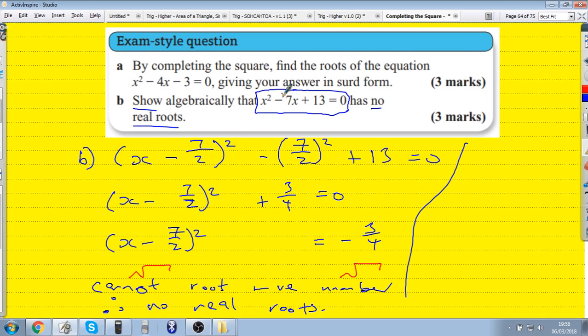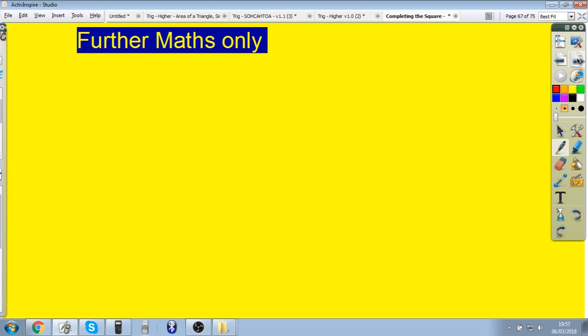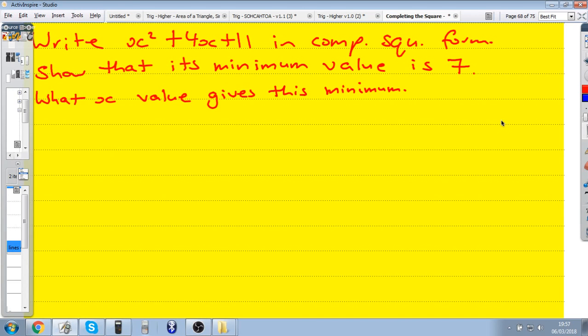Okay, I can determine the number of roots that a quadratic has got. I think that's a tick. Yeah, I got that. That's fine. Okay, this is further maths only, but you're now doing further maths, so let's do it. What is this in completed square form? So this is for further maths.